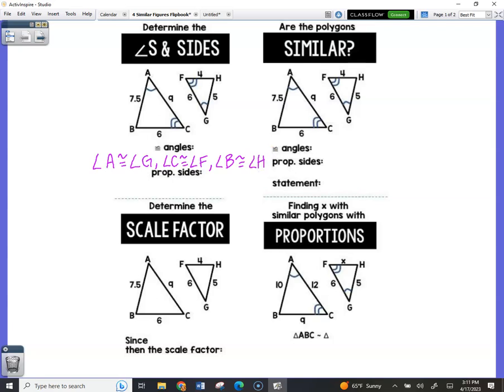The next part says PROP, it has a period, sides. That means proportional sides. They want you to say what side is proportional to what side.